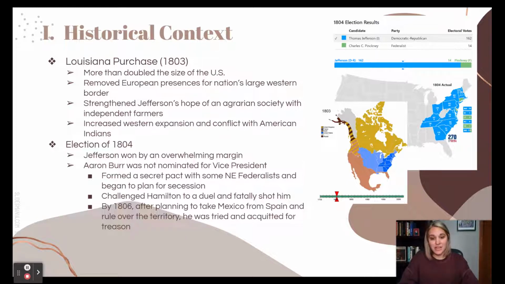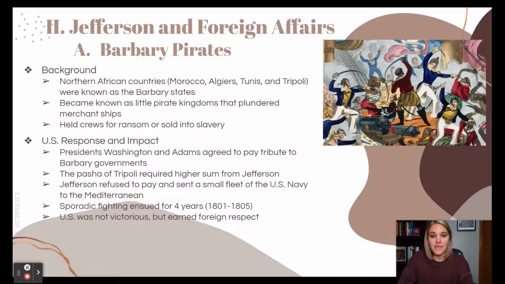And then later he ends up trying to take Mexico from Spain, or planning to take Mexico from Spain, and then ruling over that entire territory himself. He ended up being tried and acquitted for treason. So just because Jefferson wins by a significant majority doesn't mean that there wasn't conflict within the party.